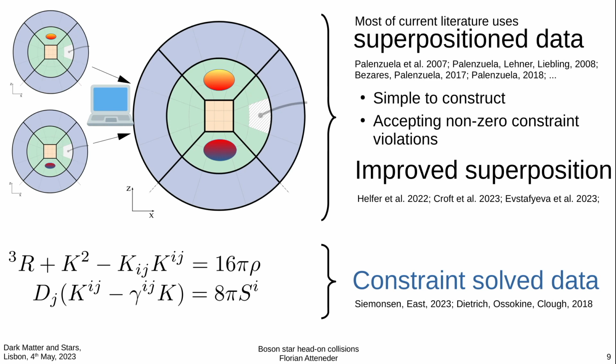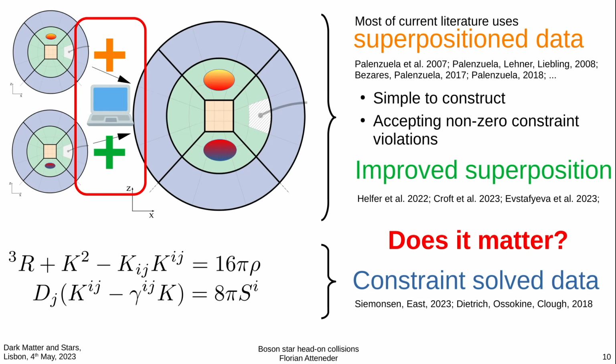With this situation present in the current literature, and we in Jena trying to do head-on boson star simulations in general, we asked ourselves, if we want to do something, will it even matter which kind of superposition, which kind of way of initial data construction we use for the final result of an evolution? For example, will there be distinguishable differences in the final gravitational wave signal? So that's the project we're currently working on.